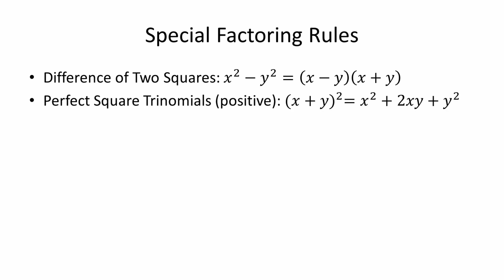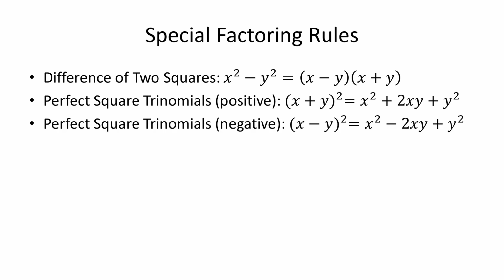You should also know the perfect square trinomial rules. So there's two. The first one is when the two terms in the binomial are being added. So (x plus y) squared equals x squared plus 2xy plus y squared. The second version is when the two terms in the binomial are being subtracted. So (x minus y) squared equals x squared minus 2xy plus y squared.